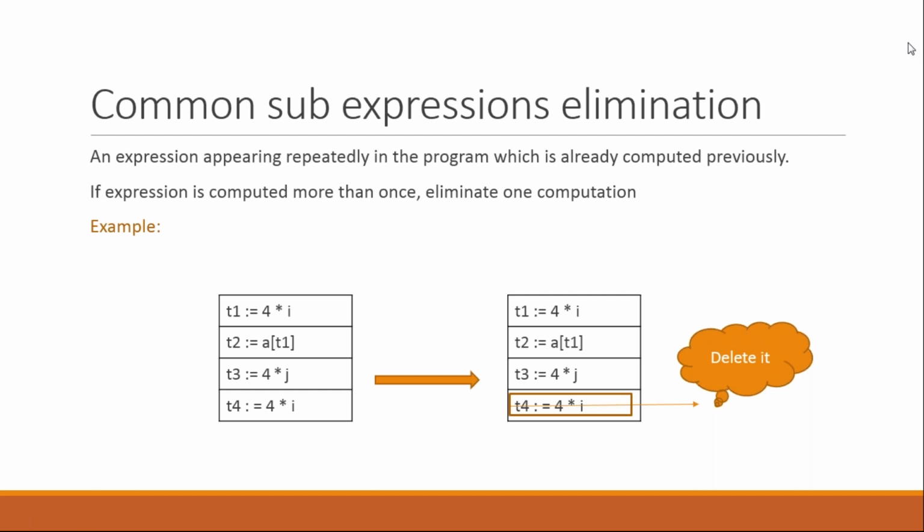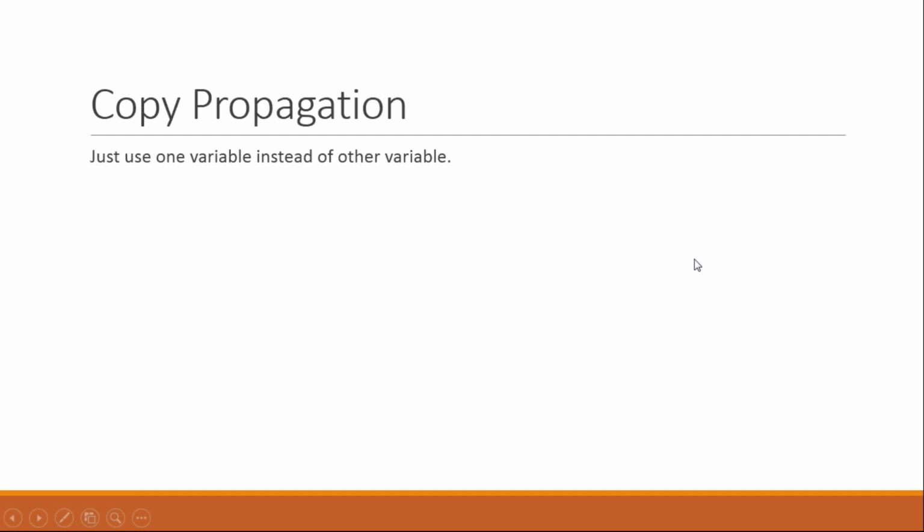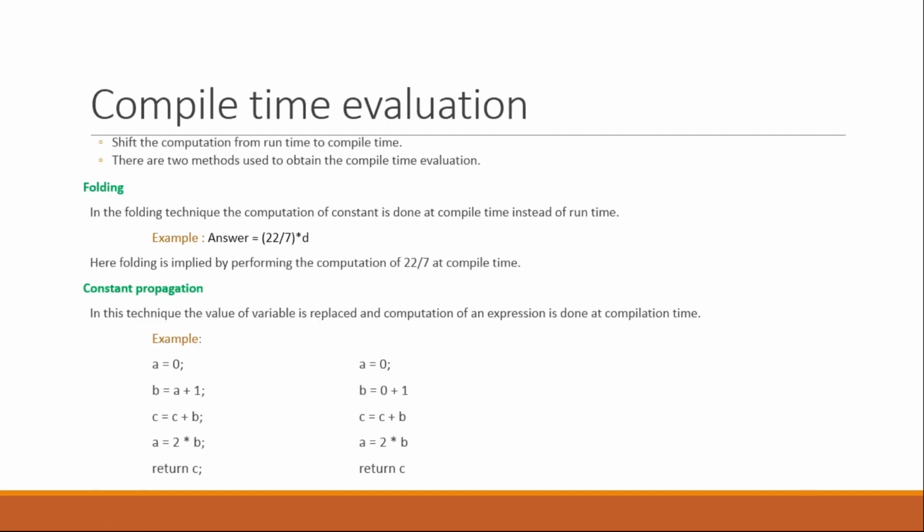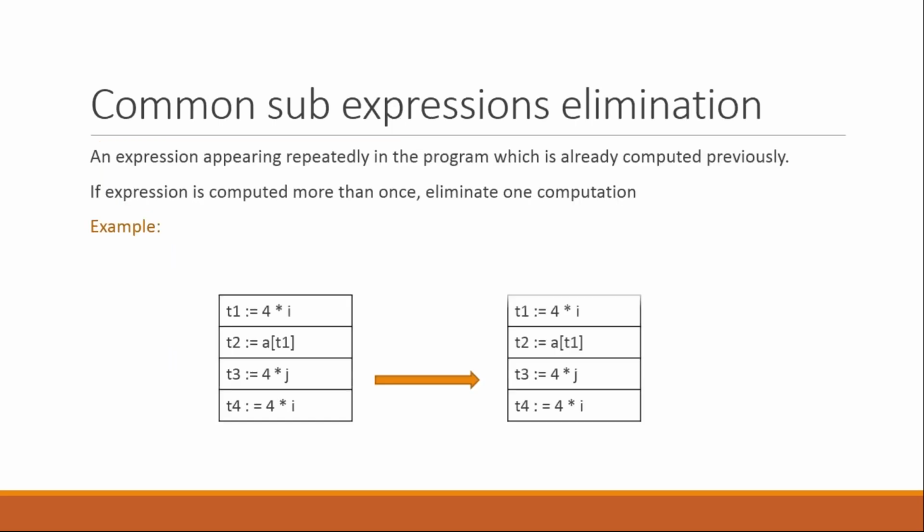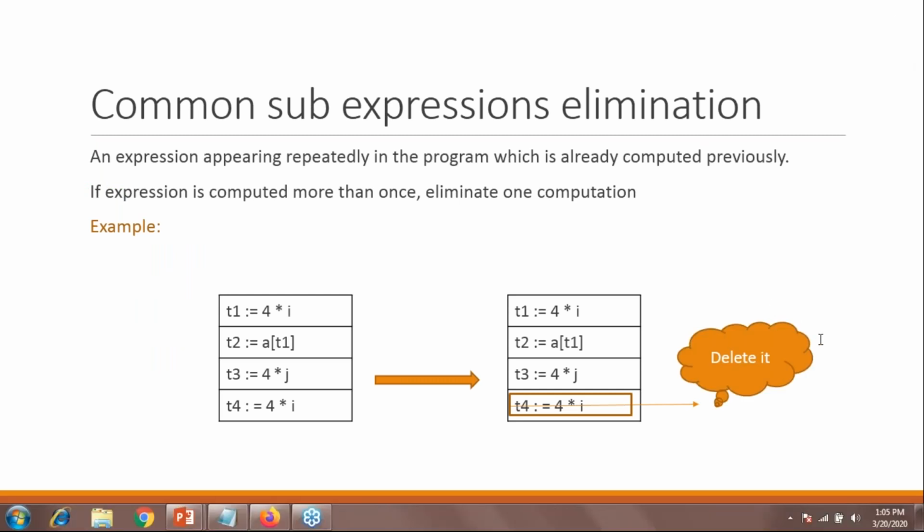The common sub-expression method, as well as our previous section, is a compile time evaluation process: folding, constant propagation, and common sub-expression elimination. Up till now, is there any doubt? Just reply so that I can move further with another technique. Okay, I think no, ma'am. Okay, move on.